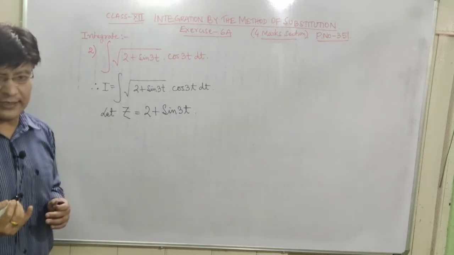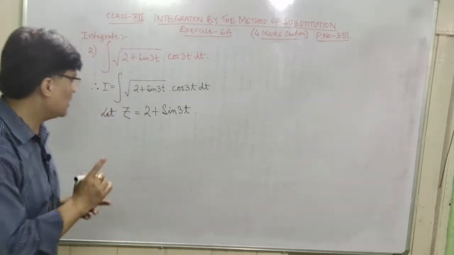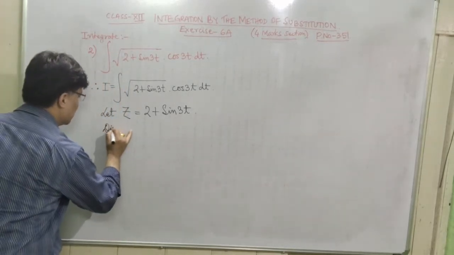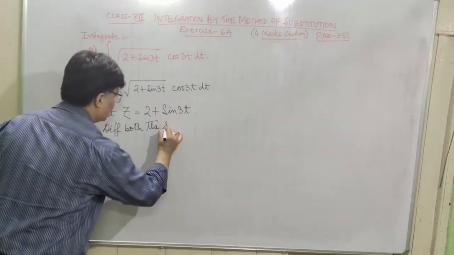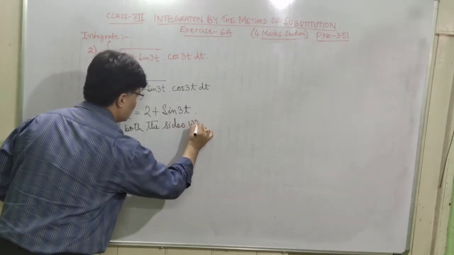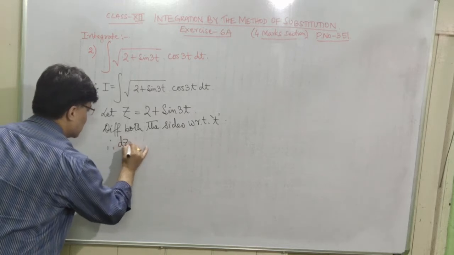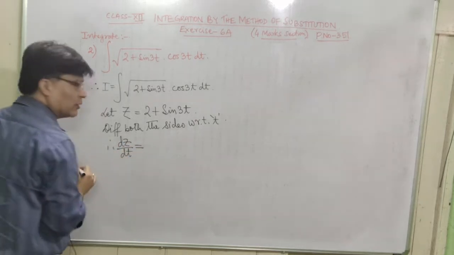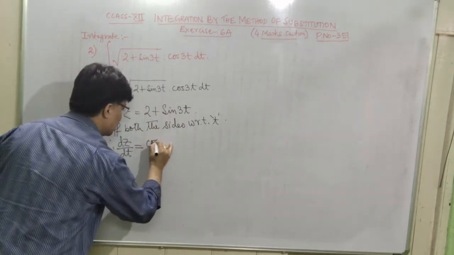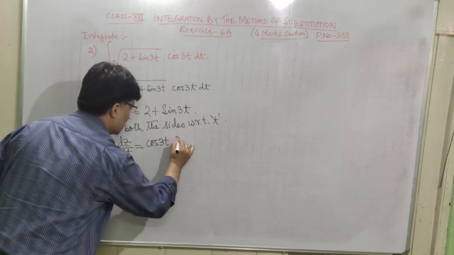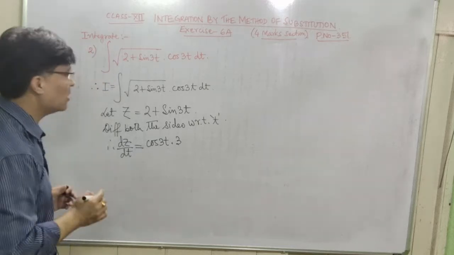So let us differentiate it, because you have to get the value for dt also, or cos 3t dt, right? So let us differentiate both the sides with respect to t. Therefore dz by dt is equal to, for 2 constant it is 0. What is the differentiation of sine 3t? It is cos 3t into, again differentiate 3t with respect to t, that is your 3. So I think you have understood it.